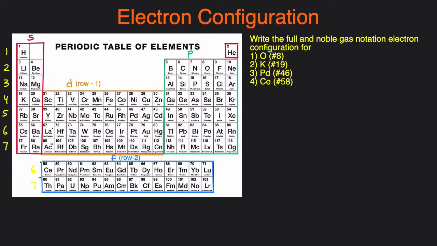So we have a couple of example questions right here that we're going to work through. We're going to write both the full and the noble gas notation electron configuration for the following elements. Let's start with number 1, oxygen.